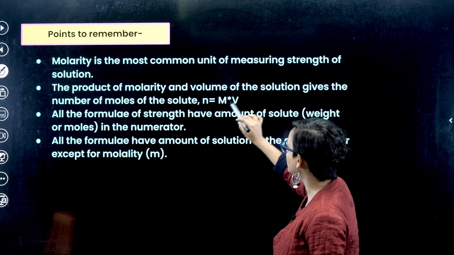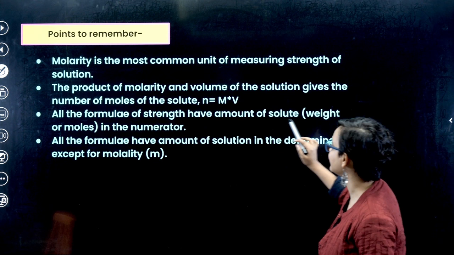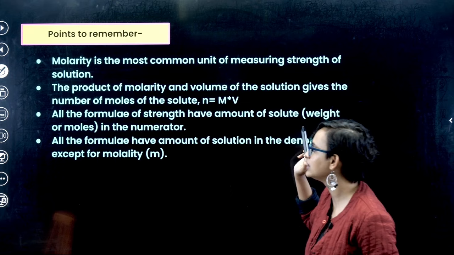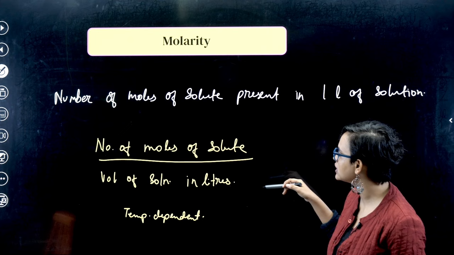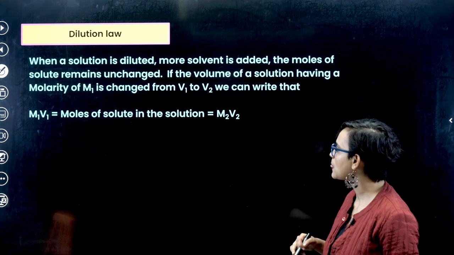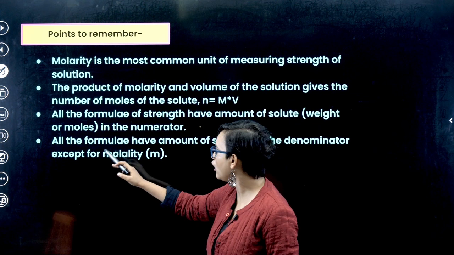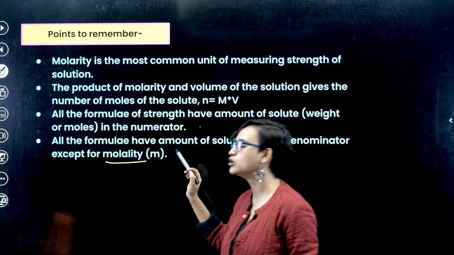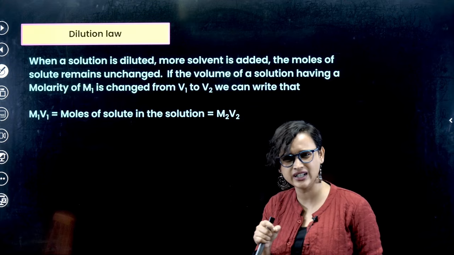All the formulas of strength have the amount of solute, that is weight or moles, in the numerator. Do you understand what we are saying here? All of them have the amount of solute in the numerator, and all the formulas have the amount of solution in the denominator, except for molality. These are the important points that you can remember. Once you write down all the formulas in a sheet and cross-refer with these points, I think you will understand.